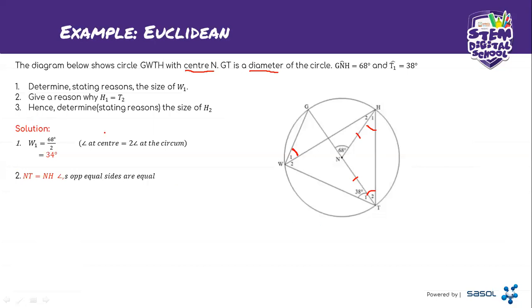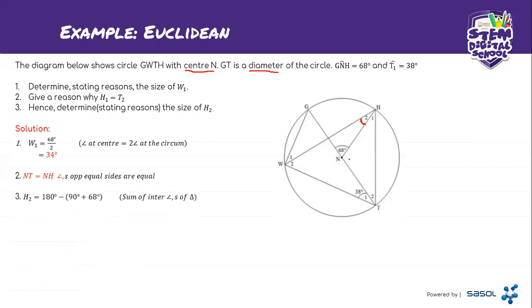Number 3, hence determine, state with reason, the size of angle H2. Let's go and look for angle H2. Let me just erase this pen. All right. Then we're looking for this angle here. We're looking for that angle, and let's see how we do that.